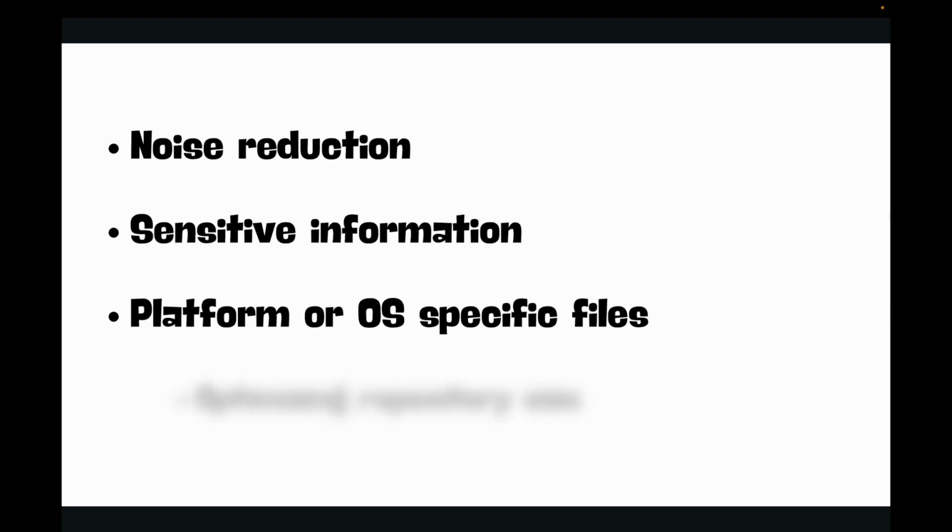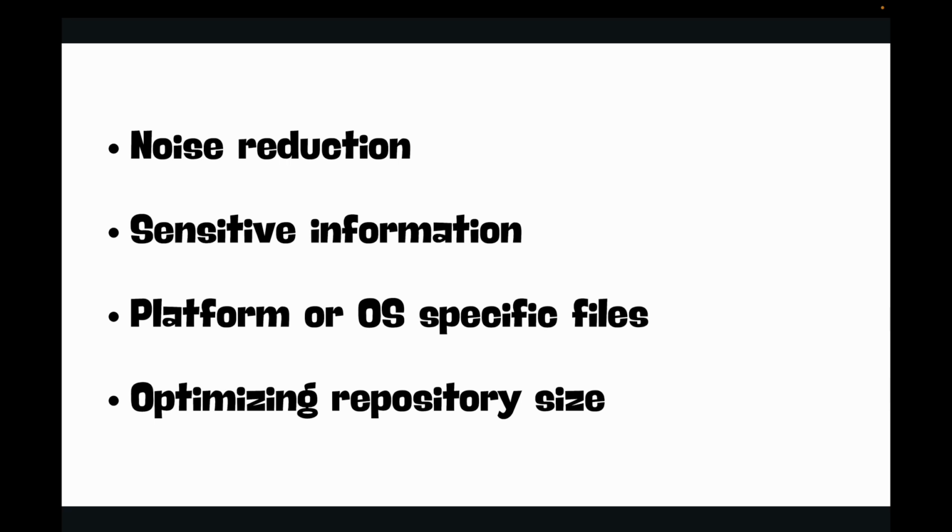And then finally, we have optimizing the repository size. Large binary files like your compiled executables or temporary build artifacts can bloat your repository, making cloning and pushing slower. In short, you only want to track essential source code and configuration that everyone on your team or anyone cloning your project needs. Everything else, just ignore it.